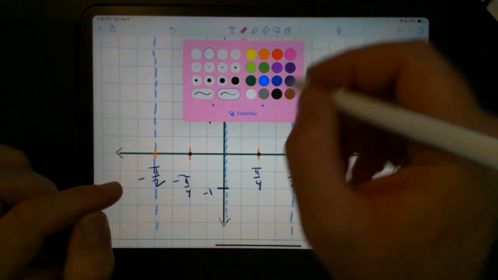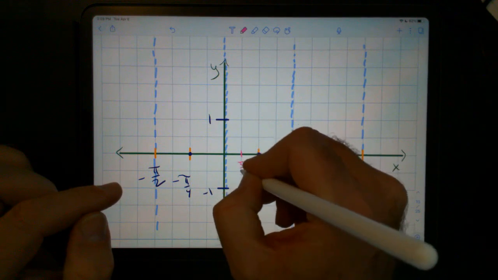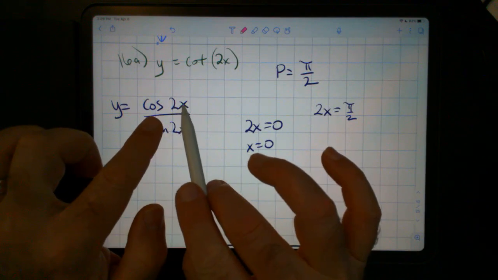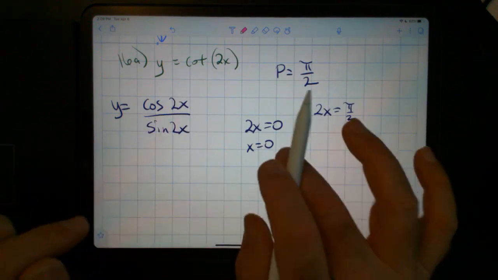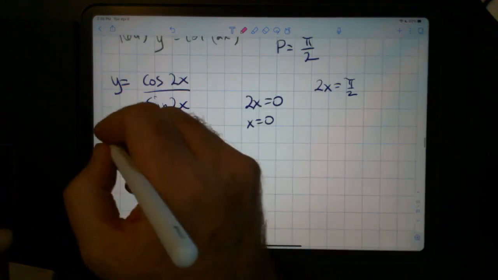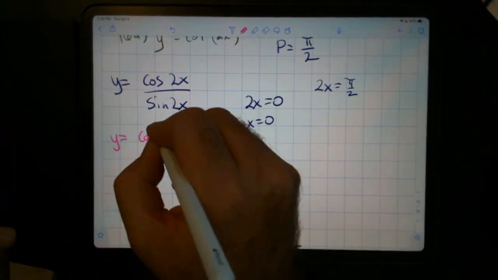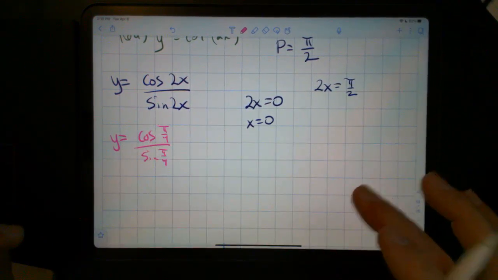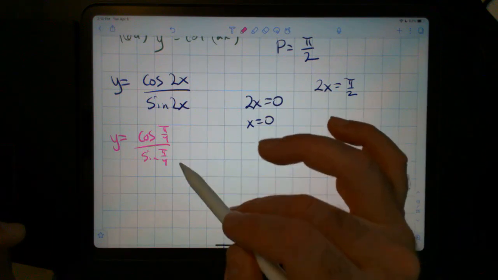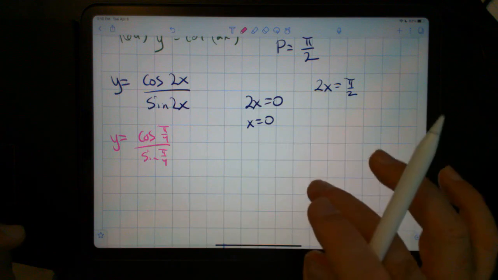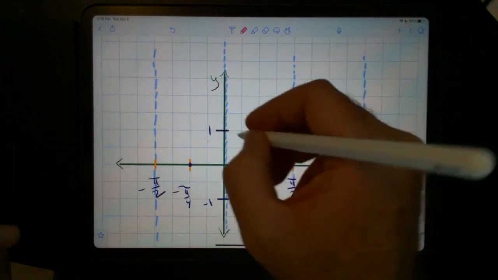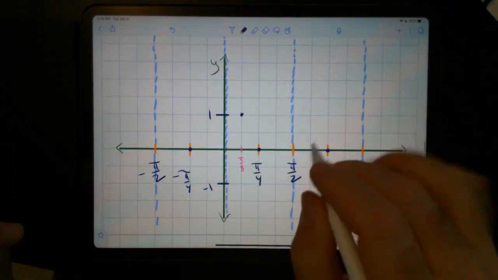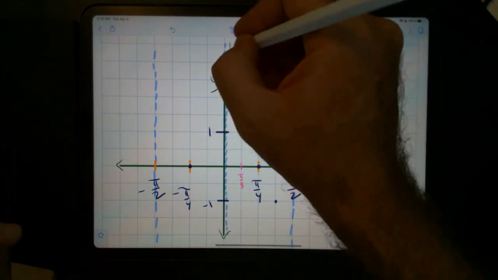And then what happens at pi over 8, the halfway mark? Pi over 8, we have cosine of 2 times pi over 8, which is when x is pi over 8, we have cosine of pi over 4 is radical 2 over 2, divided by radical 2 over 2 is a positive 1. So at this point here, and that tells us that this graph is going to look like this.